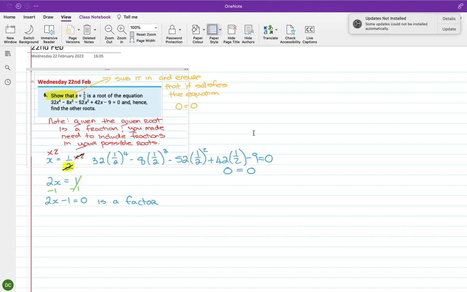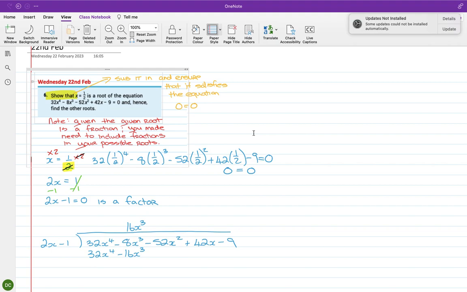So 2x minus 1 divided into 32x to the 4 minus 8x cubed minus 52x squared plus 42x minus 9. Okay, so we divide in exactly the same way we did in class yesterday, following the exact same rules. So 2x into 32x to the 4 is 16x cubed. Multiply the 16x cubed by the 2x minus 1. So that is 32x to the 4 minus 16x cubed.